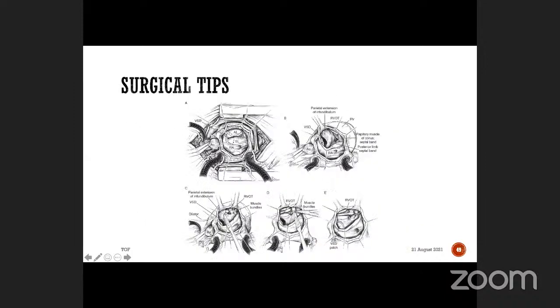So surgical tips. It's a regular bicaval cannulation, ascending or distal ascending aorta. You open, you expose the tricuspid annulus. VSD is always below the tricuspid annulus, but you have to remember that this is perimembranous to outlet. So there's a component of the VSD that you cannot see very well without pulling up.